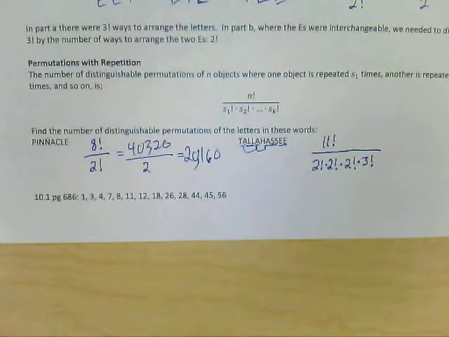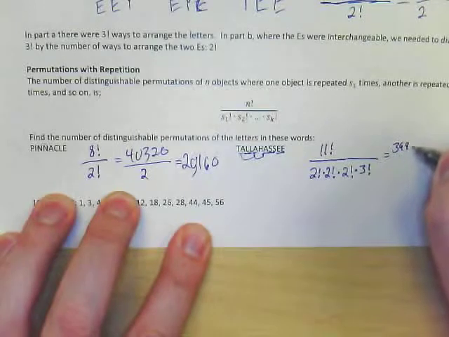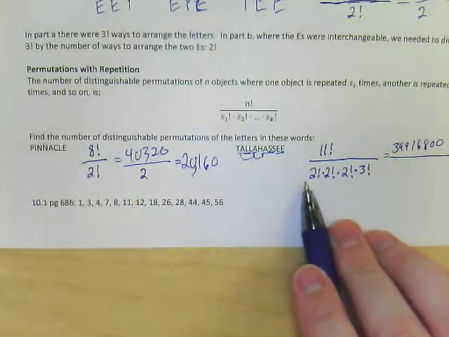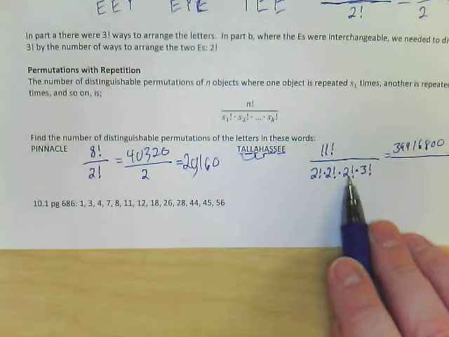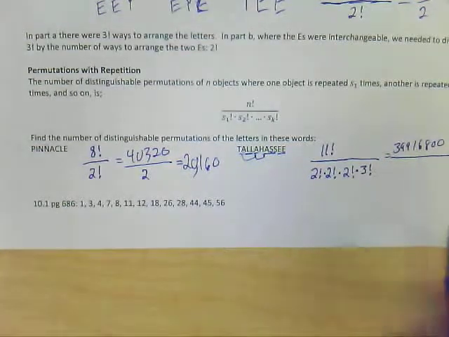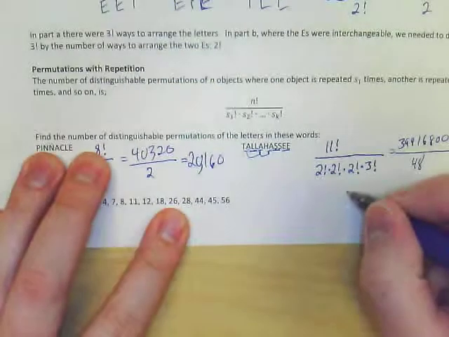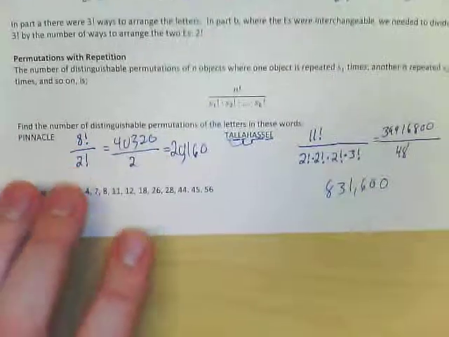If you work that out, 11 factorial is 39,916,800. Divide that by 2 factorial, which is 2, times 2, times 2, times 3 factorial, which is 6. Multiply that out, we get 48. So then we take 11 factorial, that big number, and divide it by 48. And what we get is 831,600, so about 800,000 different ways.